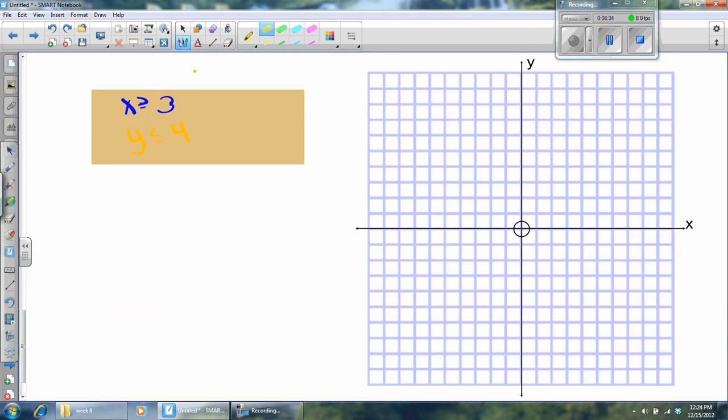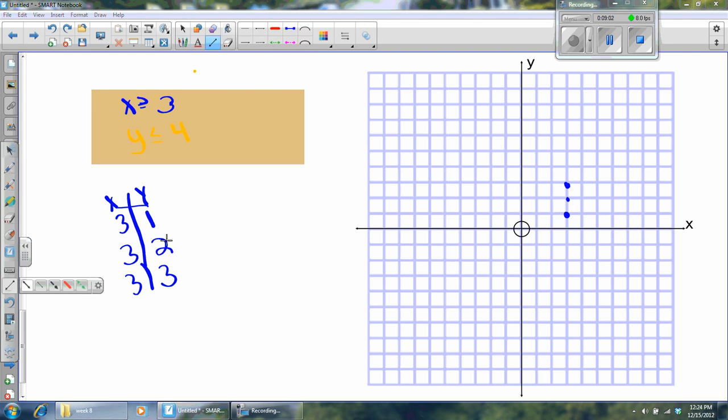Okay, first of all, the blue one. X is greater than 3. Well, you're not sure how to graph it. Make a t-table. X has to be 3. Y could be 1. X has to be 3. Y could be 2. X has to be 3. Y could be 3. So we're going to get 3, 1, 3, 2, and 3, 3. We're going to get a vertical line. And the vertical line will look just like this. It is equal to. And I'll make it blue.